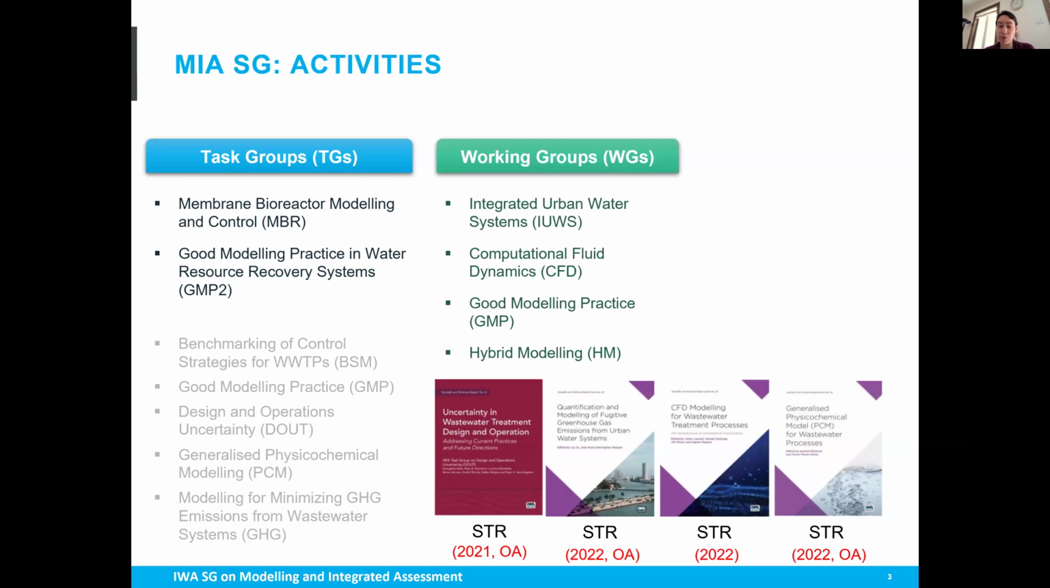We have a number of working groups also, 4 active ones at the moment, on integrated urban water systems, computational fluid dynamics, good modeling practice, and hybrid modeling. If you're interested in knowing more on any of these working groups, you can find more info on IWA Connect and on the LinkedIn page. You can always reach out to MIA. If you have any ideas to start your own task group or working group on a topic that you think is super interesting to get people together to work on, feel free to reach out and we can see how we can support these ideas.